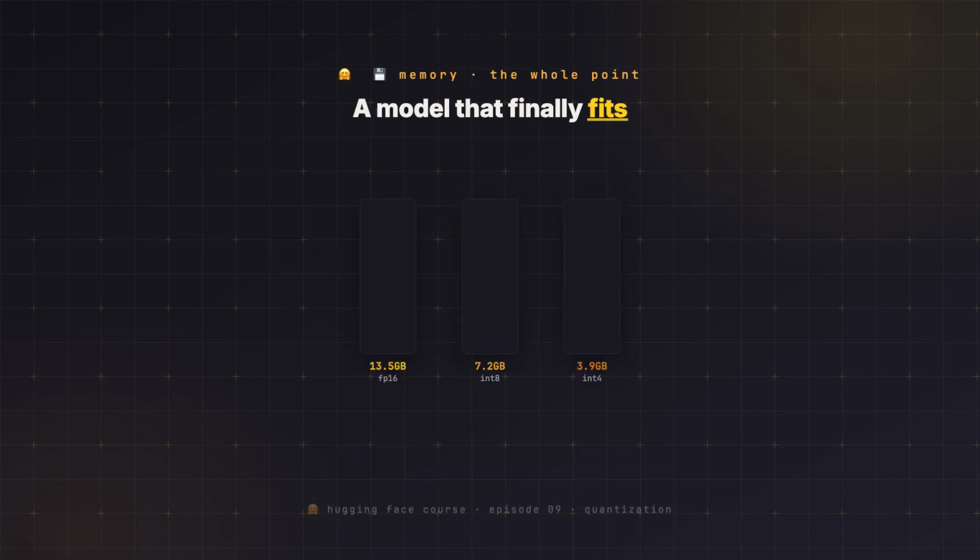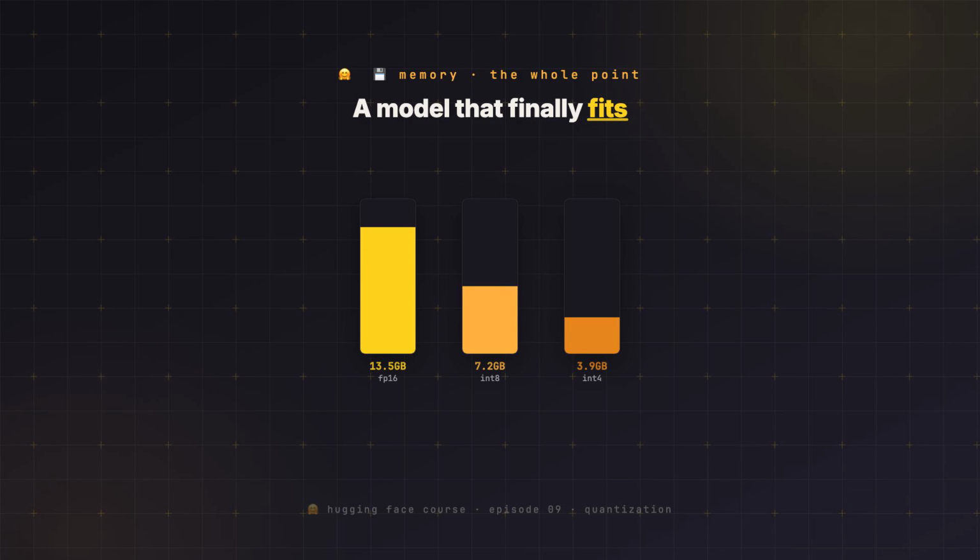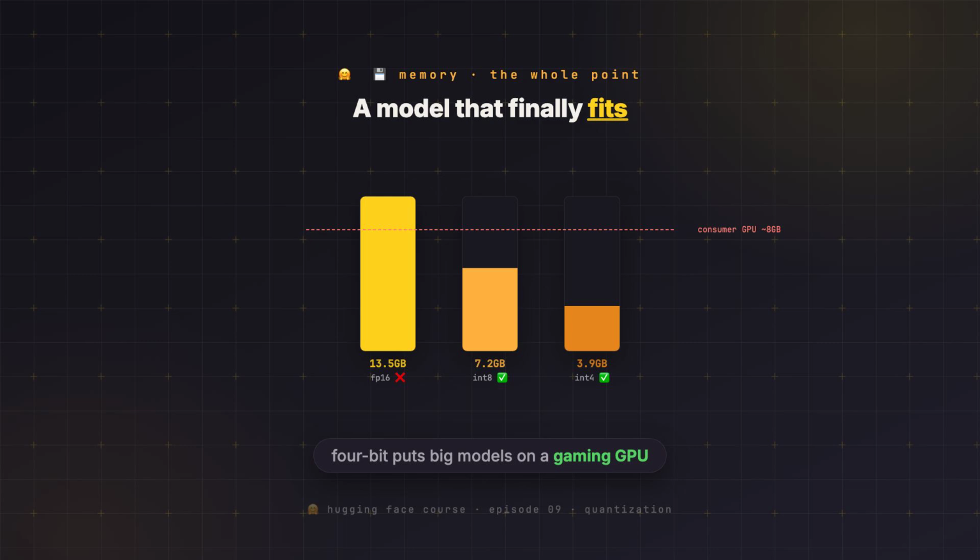Why does anyone care? Memory. A 7 billion parameter model in FP16 needs about 13.5 gigabytes just to hold the weights. That won't fit on a lot of consumer GPUs. Drop to 8-bit and it's roughly halved. Drop to 4-bit and you're down near a quarter of the original. Suddenly, a model that needed a data center card fits on a gaming GPU. That's the whole reason 4-bit quantization exploded. It put big models in everyone's hands.